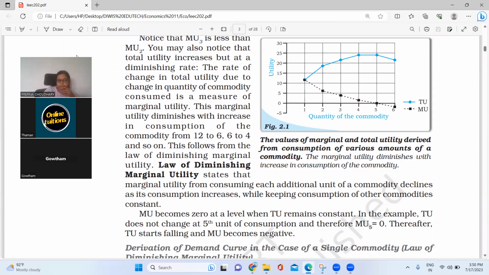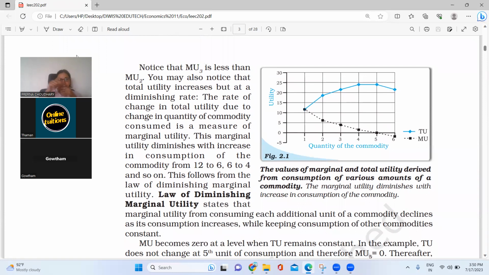Now, if you go through this diagram for the curve, total utility and marginal utility, you'll see that the total utility curve is a sort of bell-shaped curve. You have a bell like this. So this is the shape of total utility.